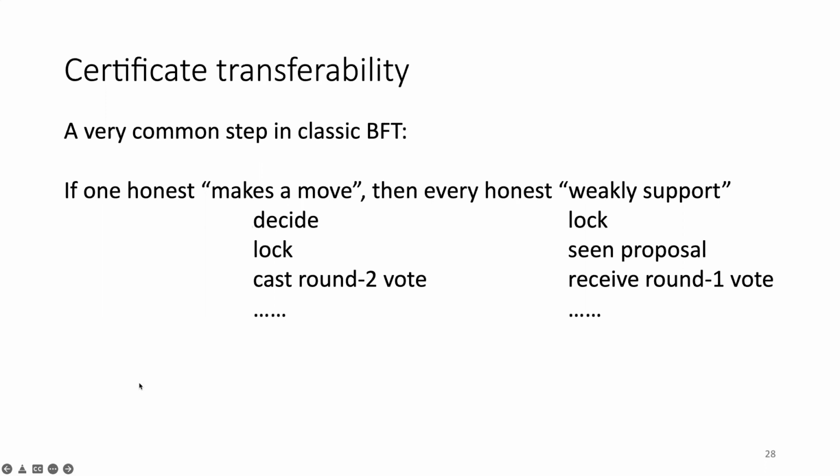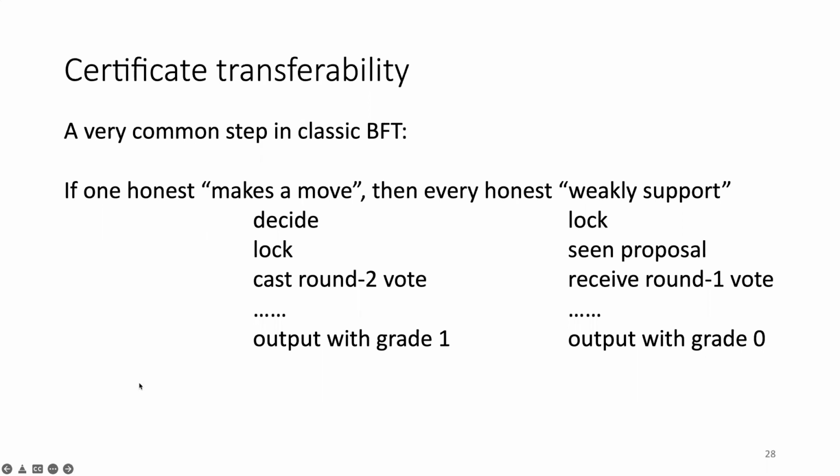If you're familiar with how classic BFT protocols work, here are some examples where classic protocols use this type of subroutine. If one node decides, then everybody locks, or soft decides, on that value. If one node locks on the value, then everybody has seen that value. Or if I cast my round 2 vote, I want all of you to at least receive enough round 1 votes, something like that. We can also formalize that a little bit using a notion of graded agreement. If I output a value with a higher grade, then everybody else should output that value with a lower grade.